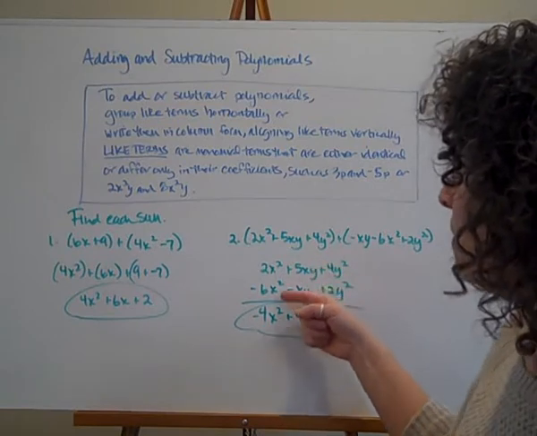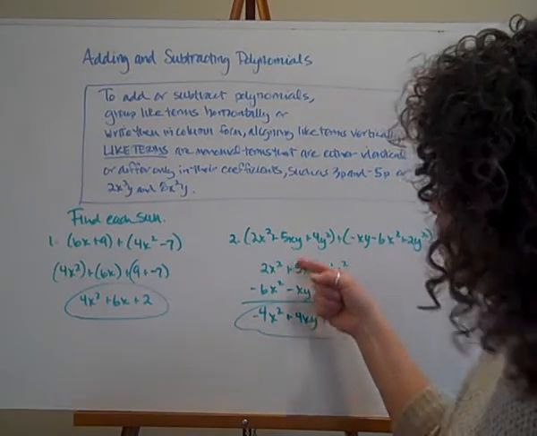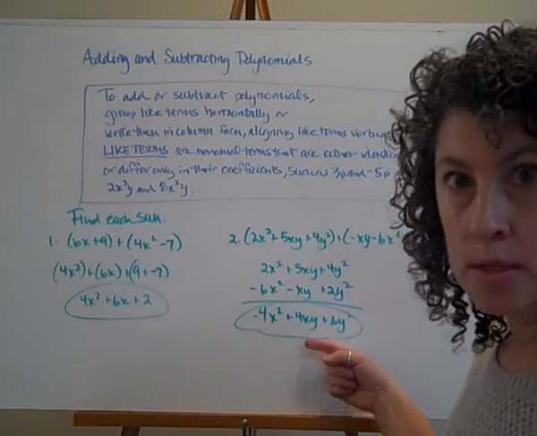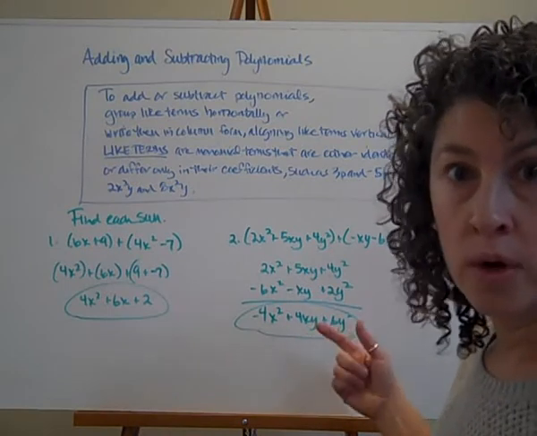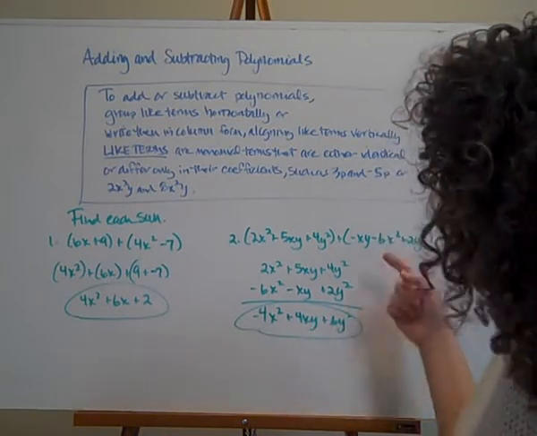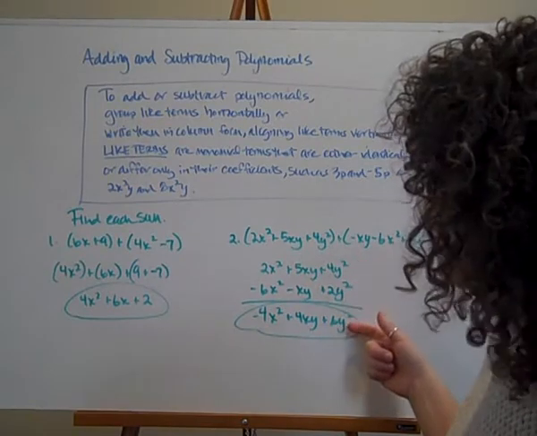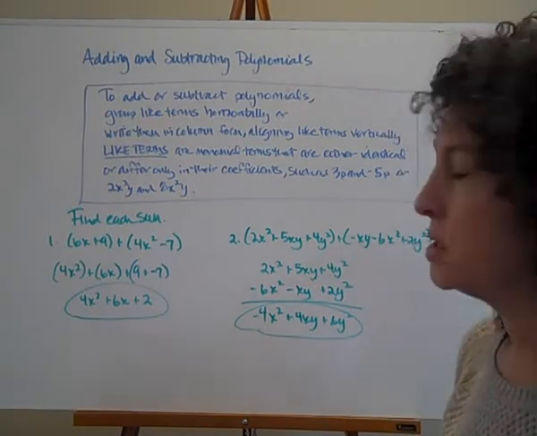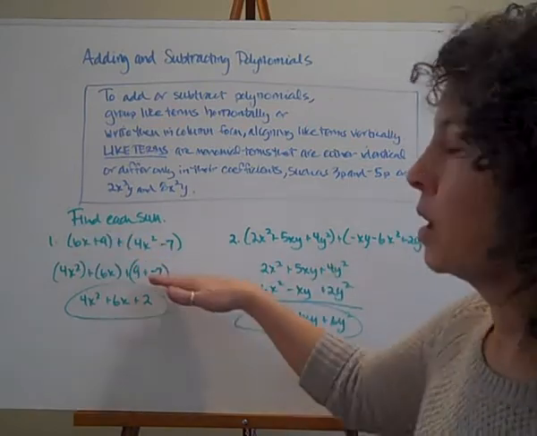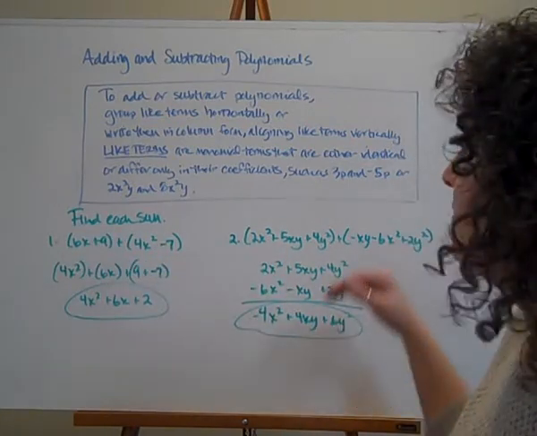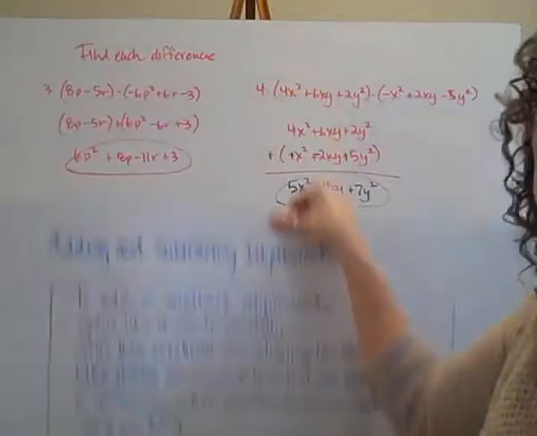I've got my 5xy minus 1xy, so that leaves me with 4 xy's. Again, I'm just ending up with 4 of whatever it was I started with, which was xy's. And I have 4y squareds plus 2y squareds, which when I'm done leaves me with 6y squareds. So when we add, we can work horizontally or we can work vertically. Let's take a look at subtracting.